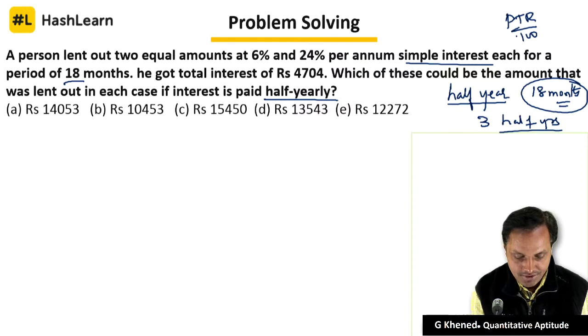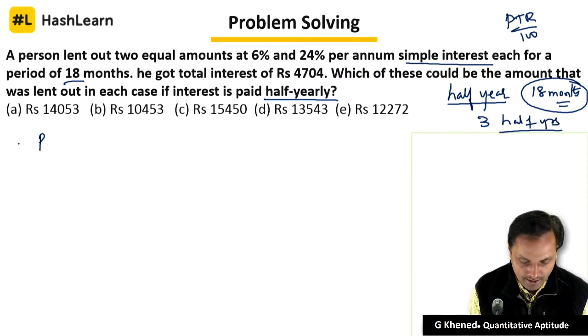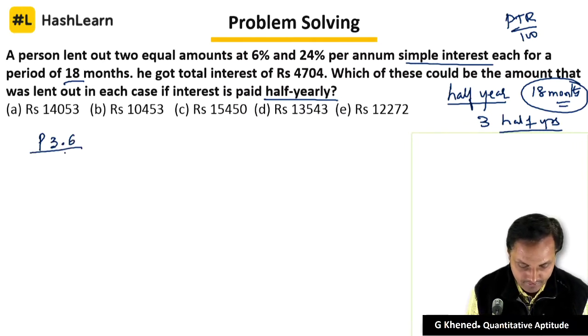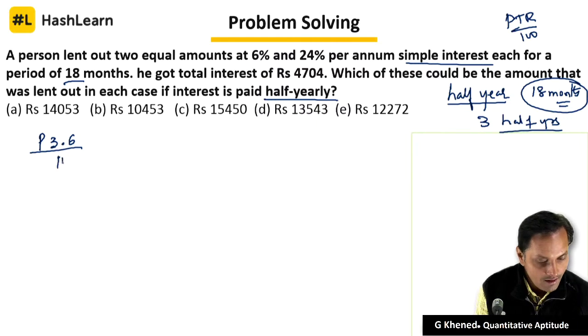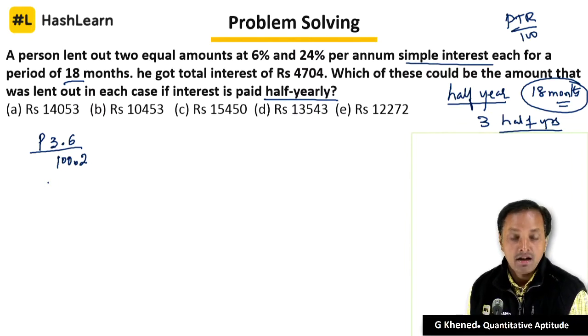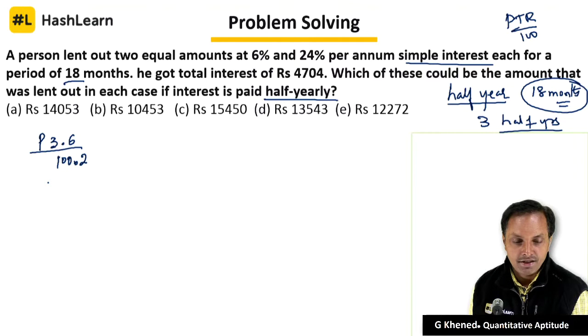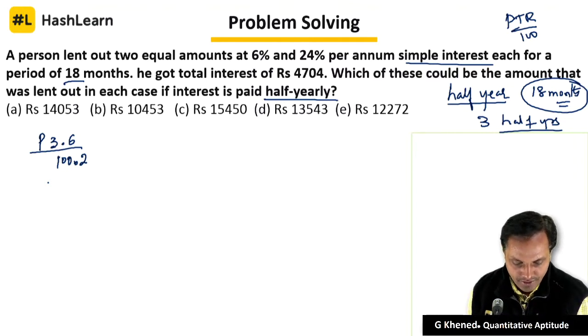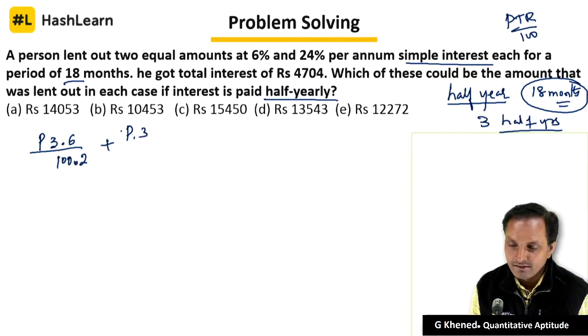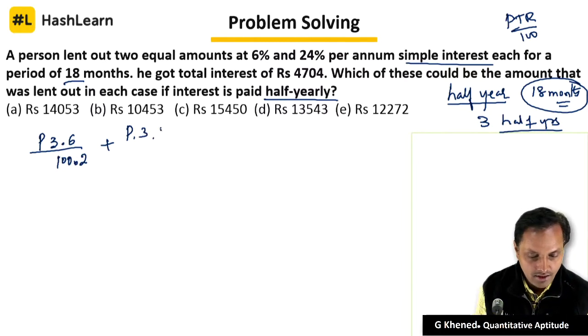So what will be your case? P, your time is 3, into rate is 6%, divided by 100 into 2 you need to do. Why do you need to do into 2? Because it is half yearly. Rate of interest is for half year, divided by 2 you need to do. P, time is 3, again 3 half years in 18 months. Rate is 24 divided by 100 into 2.